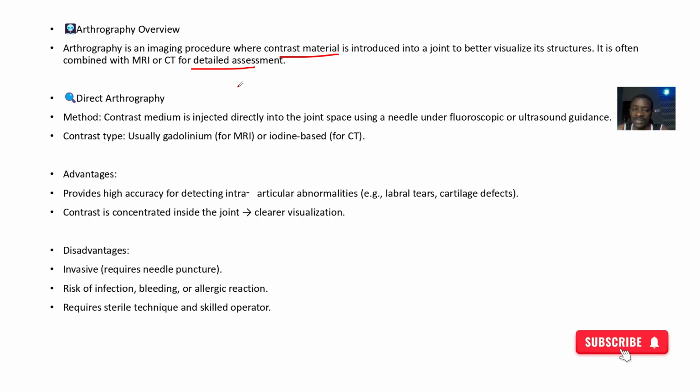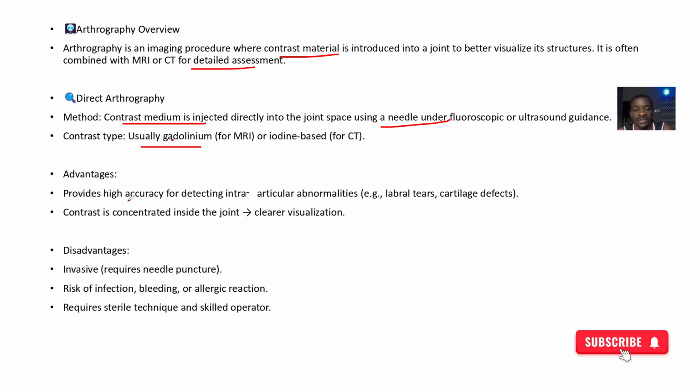So let's talk about the direct. After we're done with the direct, we'll talk about the indirect. Direct one, we say that the contrast medium is injected directly into the joint space. Of course the other one, the contrast medium is injected into blood, then eventually goes to the joint. You understand? So you use the needle under fluoroscopy or ultrasound guidance so that you don't injure other parts. You can use gadolinium or iodine-based contrast.